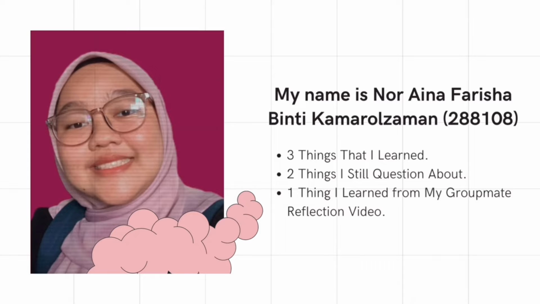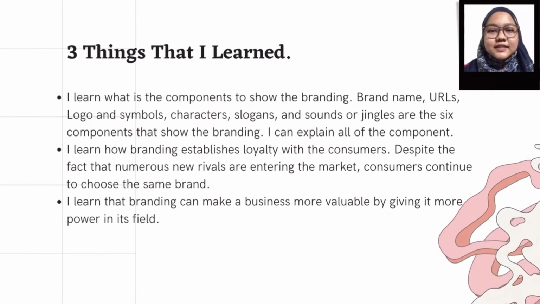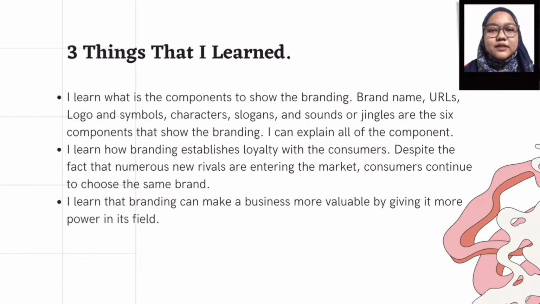Now I want to present my 3-2-1 reflection video. That 3-2-1 means three things that I learned from the topic, two things I still question about the topic, and one thing that I learned from my groupmate's reflection video. There are three things that I learned under subtopic 2 in Topic 6, product planning strategies.